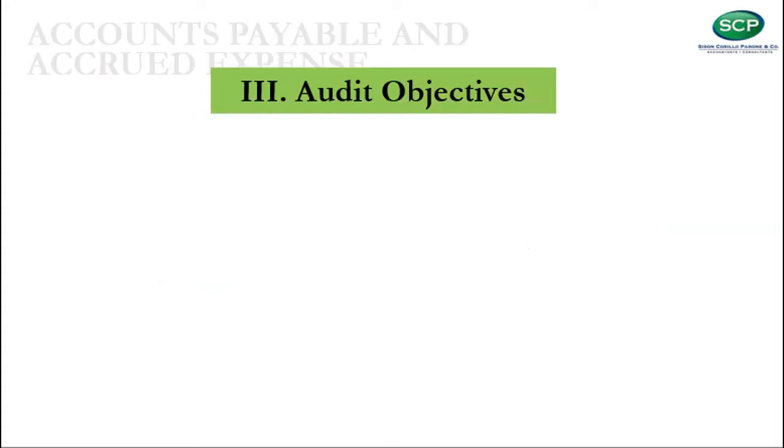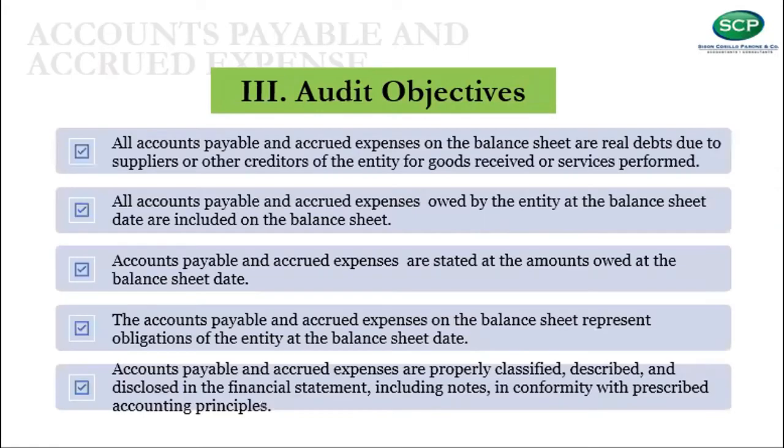So now that we have gotten the common risks out of the way, let's discuss the principal audit objectives in auditing accounts payable and accrued expenses. There are 5 principal audit objectives in auditing this account. And these are those 5 audit objectives. Let's briefly discuss each one.